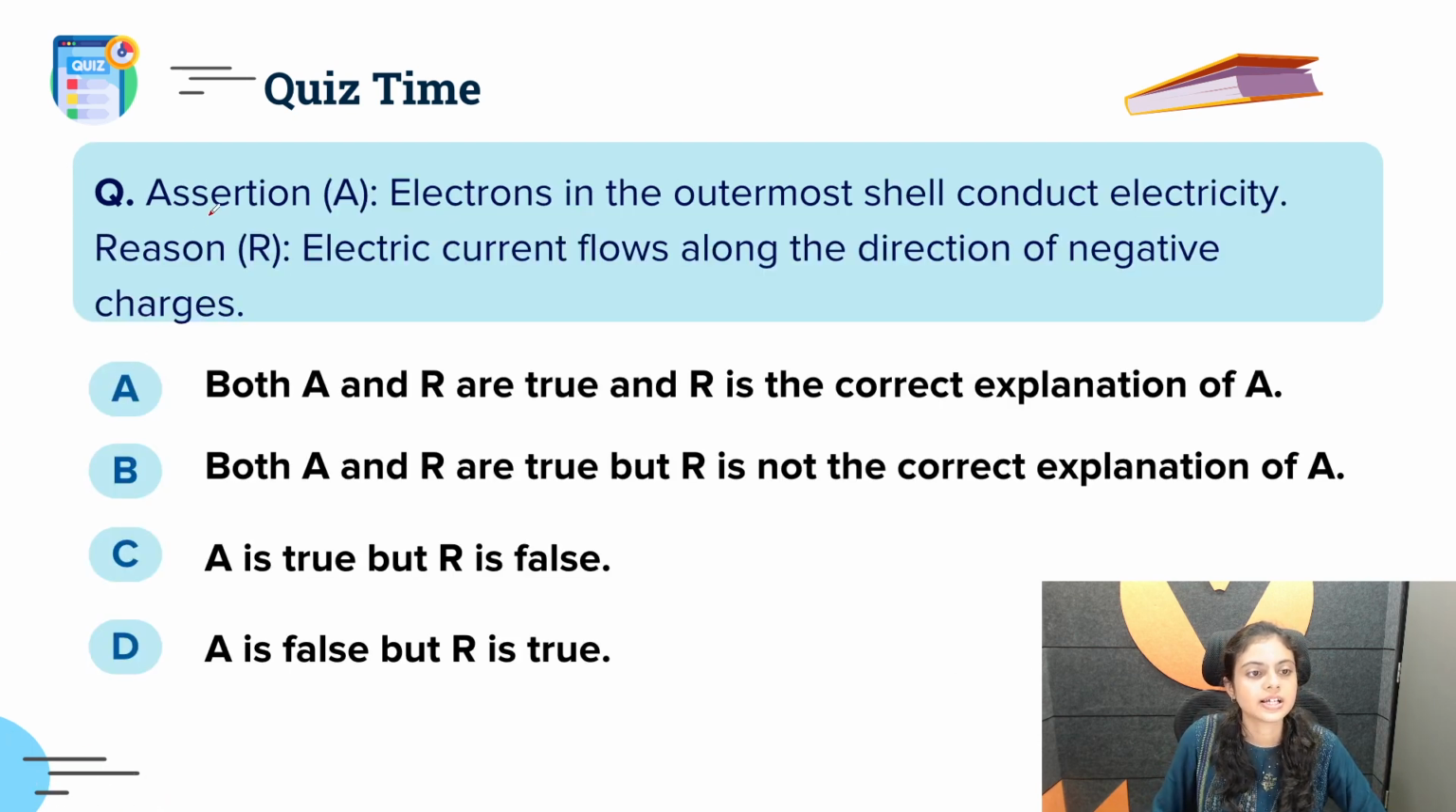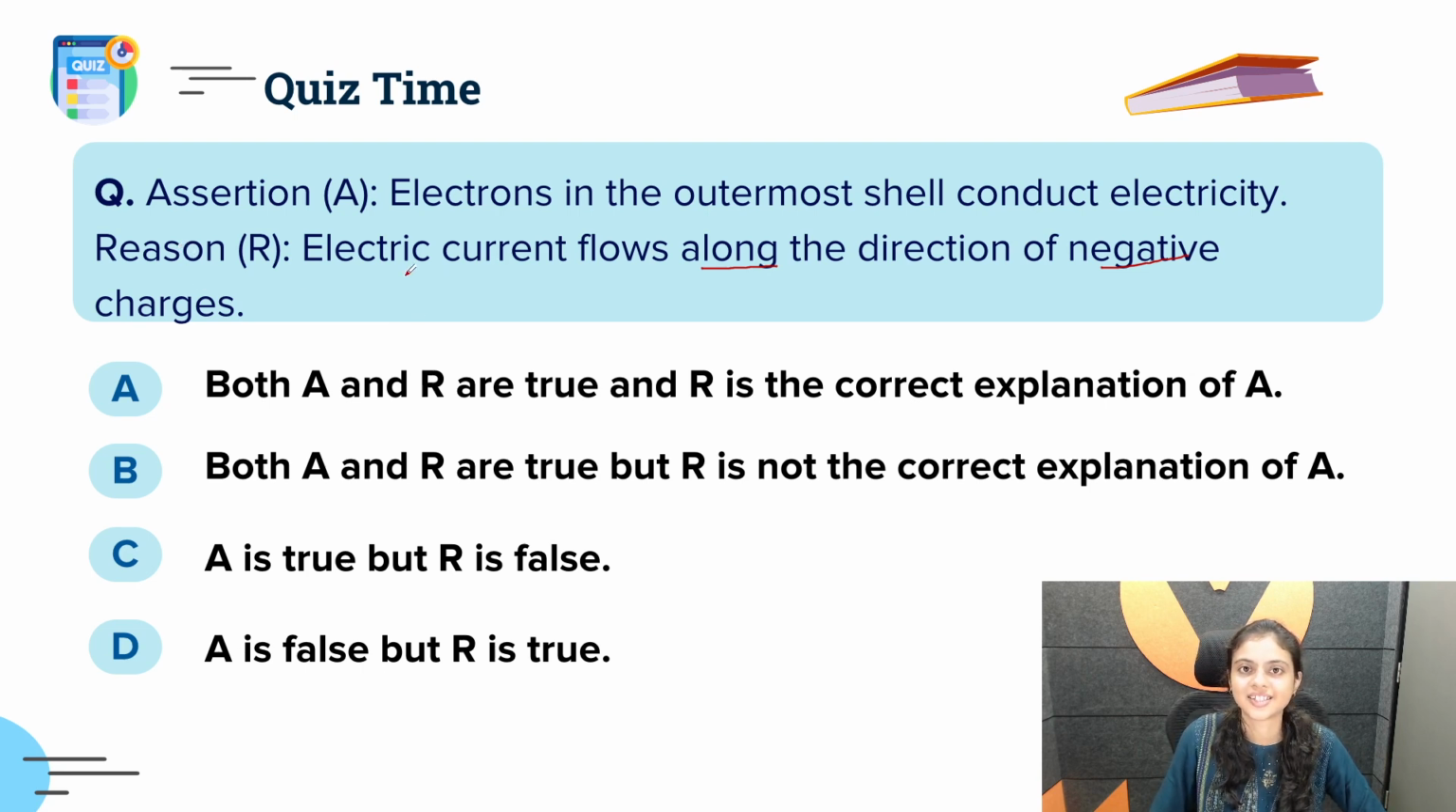Next, here is an assertion. Electrons in the outermost shell conduct electricity. Is it right? Yes, no? We know that electrons in the outermost shell only conduct the electricity. What's the second reason they have given? Electric current flows along the direction of negative charge. Don't answer here, just think. Electric current flows along the direction of negative charge. Is it right?